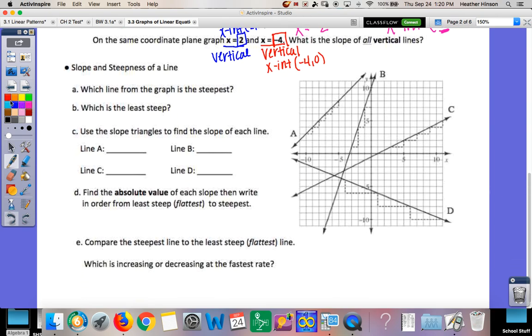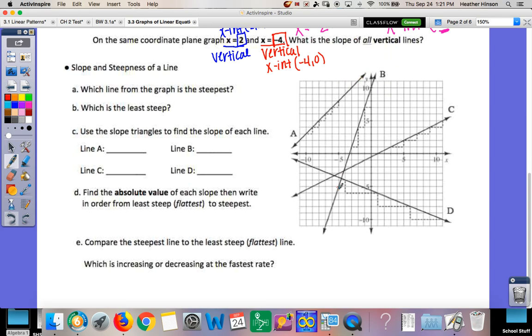Okay, for the last thing, we're going to talk about the steepness and slope of lines. So which line from the graph is the steepest? If we look at this, which one looks the most vertical? Or if you think of it like a hill, which one is the highest hill? The one that you probably wouldn't want to climb.